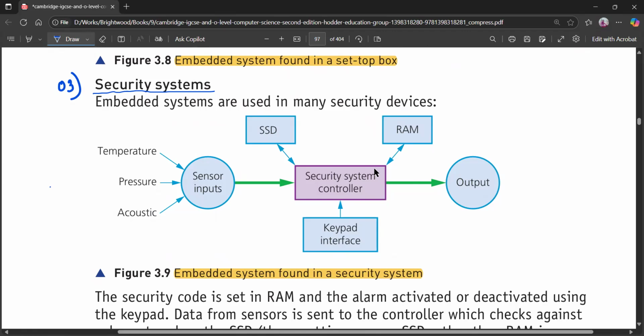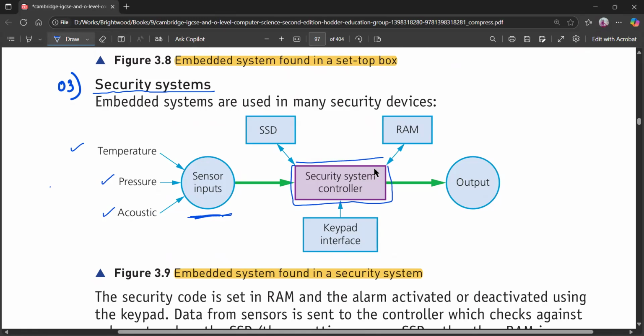Something like sensor input and the SSD. It is actually a security system controller. Mainly they have a sensor input. With that input, it can read temperature, pressure, and acoustic. According to temperature, it can give output. If the temperature is more than 30 Celsius, you can get this kind of output.